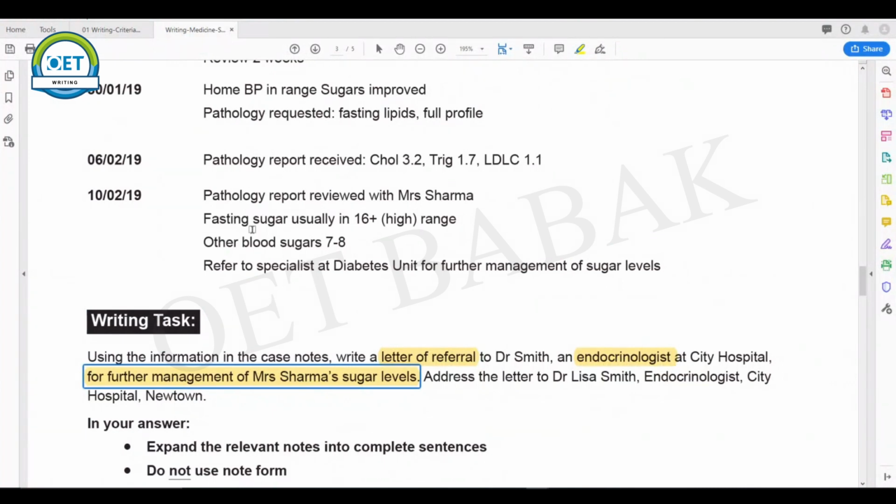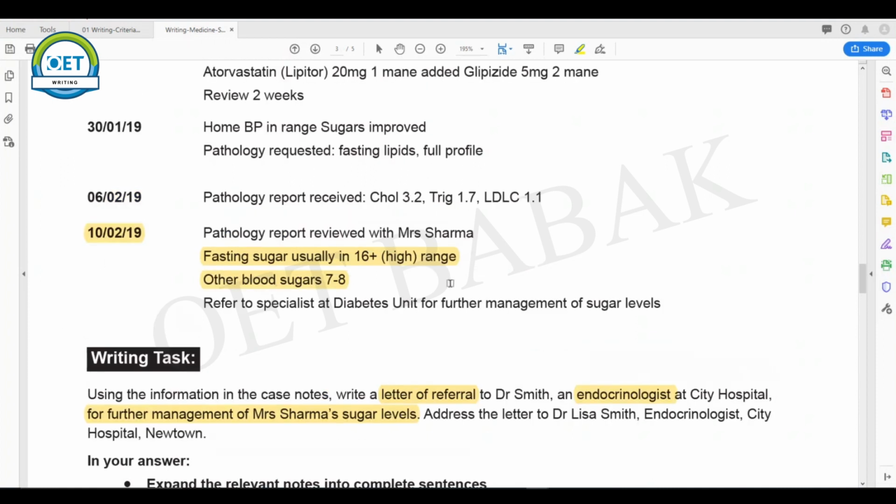And in order to find out why this lady is here, we refer to the last entry. Why the last entry? Because this last entry is the one that triggers referral, okay? Agree? Yes. Okay. So you can see pathology reviewed, fasting sugar usually 16 plus, which means high range, and other blood sugars 7 to 8. And this is why we refer to a specialist at the diabetes unit for further management of sugar levels. So this is when we decided. So this is the reason, which is high fasting sugar and other sugars are normal.